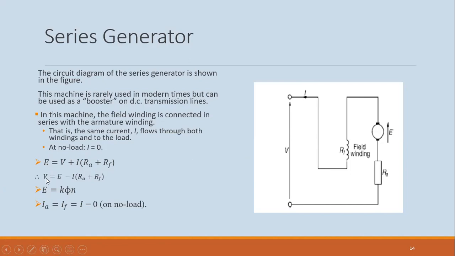So the terminal voltage V will be equal to E minus IA RA. So at no load, V would be equal to E, and E is again equal to K phi N. Right, so at no load, IA equals IF equals I equals 0. Same current flowing through both windings, right?